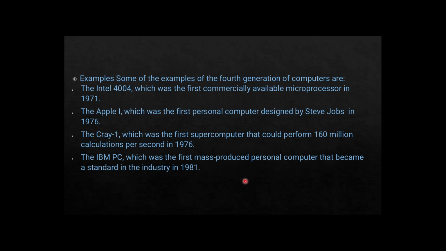Some of the examples of the fourth generation of computers are: one, the Intel 4004, which was the first commercially available microprocessor in 1971. The Apple I, which was the first personal computer designed by Steve Jobs in 1976. The Cray 1, which was the first supercomputer that could perform 160 million calculations per second in 1976. The IBM PC, which was the first mass-produced personal computer that became a standard in the industry in 1981.